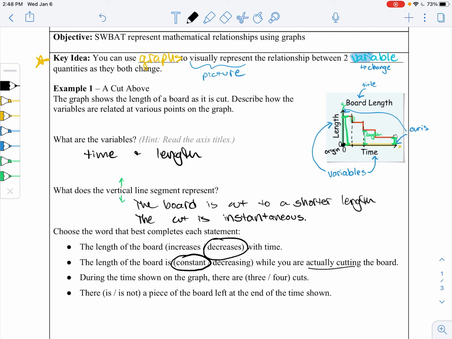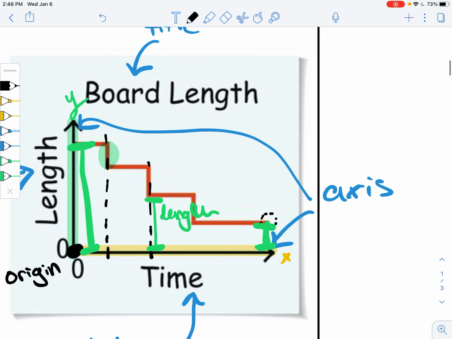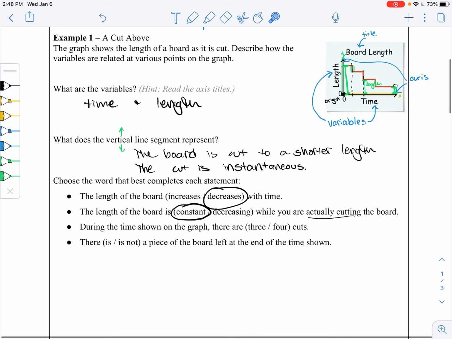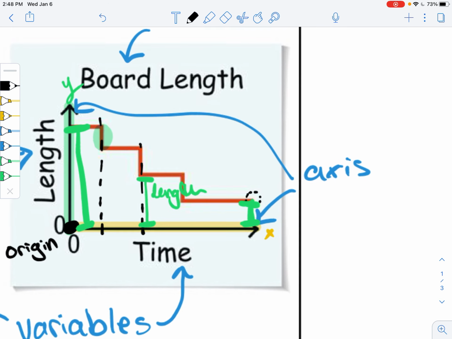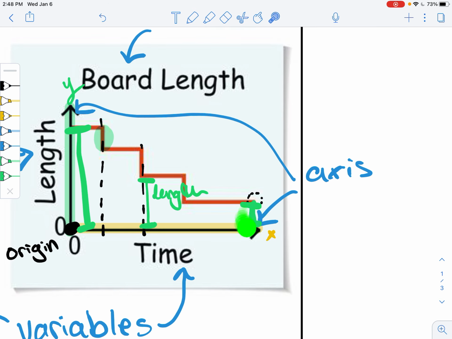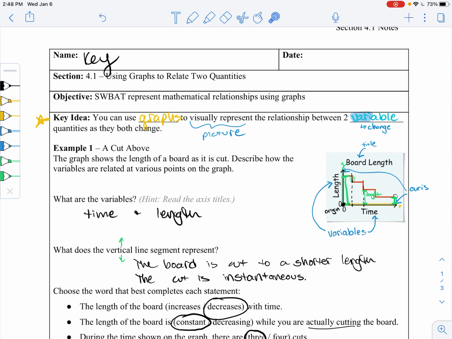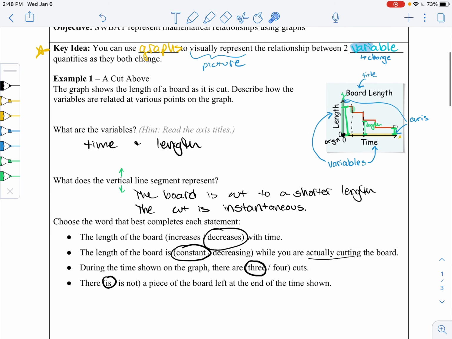So during the time shown on the board, how many cuts are there? Well, let's look. 1, 2, 3, and that's it. There are 3 different times the board is cut. And finally, there is board left at the time shown. At the end of the time shown, because there is some board here. So yes, it's there. Hopefully that wasn't too boring.